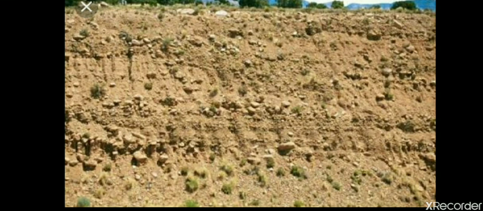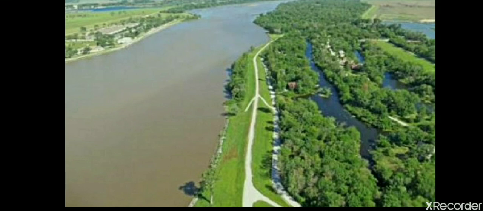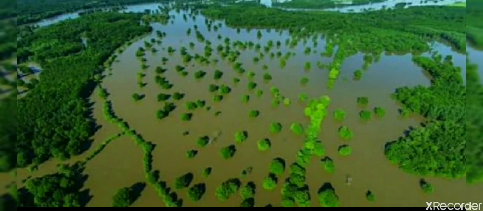The fourth one is Khadar. It is composed of new alluvium. It is found near the lower levels in the plains near the rivers. It is renewed almost every year, and because of that it is very fertile land.